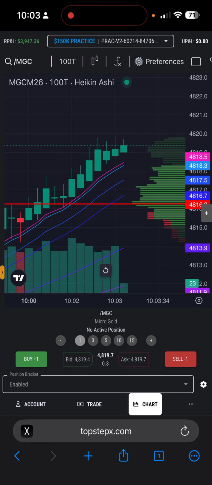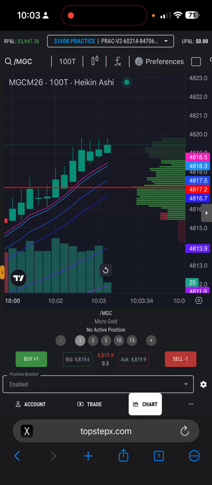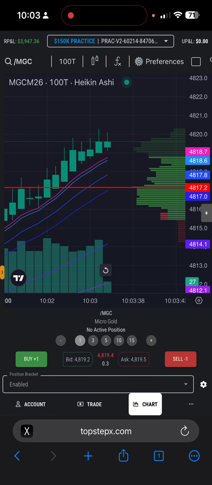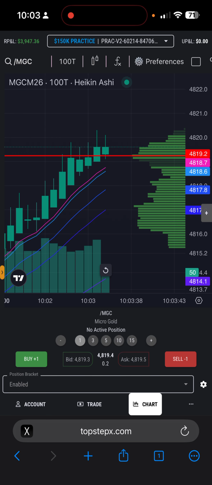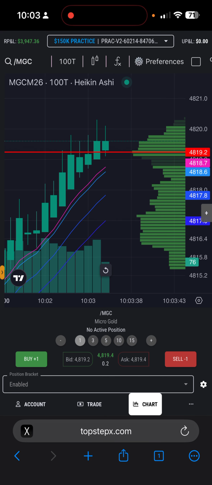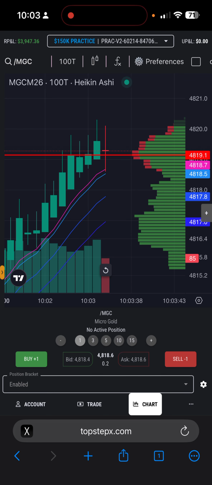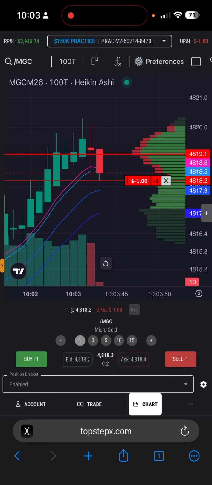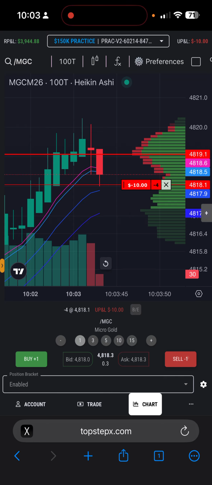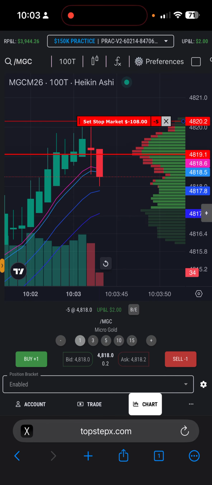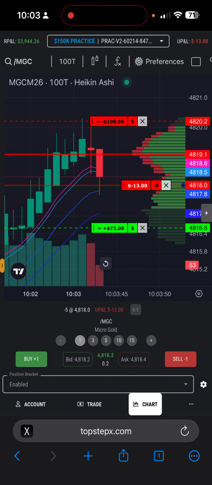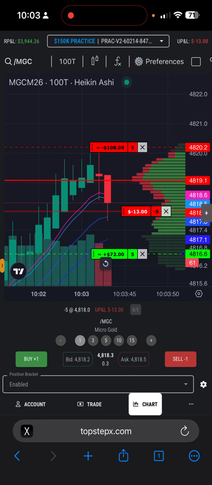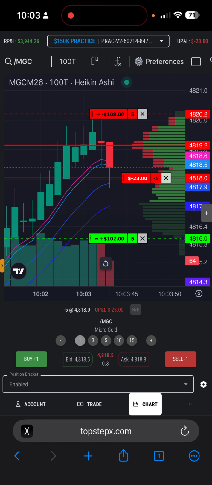Just waiting for a pullback or a reversal. I'm not going to touch a continuing trade because we don't know what's going to happen here. So it looks okay. This is either a pullback or a reversal. So if we break this low, we're going to take a sell. Order filled. Let's go 5. Okay, stop loss $100, take profit another $100.